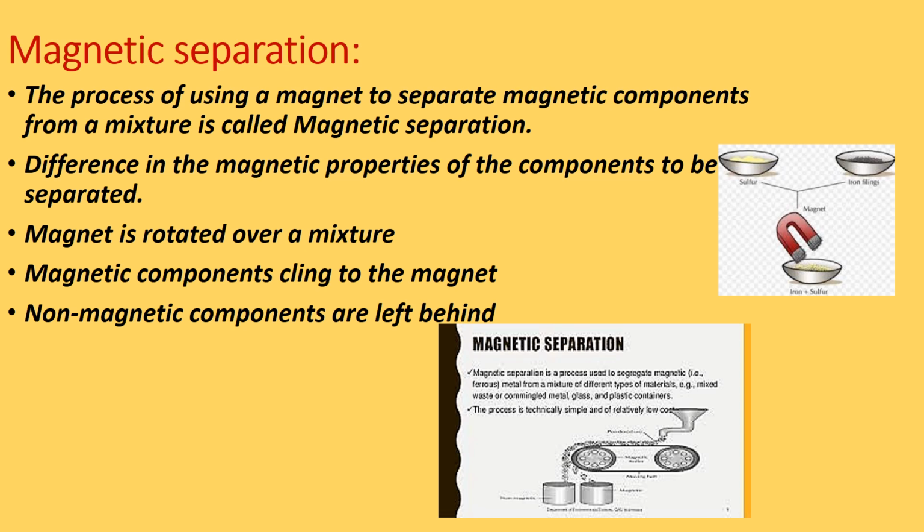The process is mainly based on the difference between the magnetic properties of the components that need to be separated. In this method, a magnet is rolled over a mixture, and the components or substances that have magnetic properties stick or cling to the magnet and are removed, and the non-magnetic components are left behind. This process is known as magnetic separation.